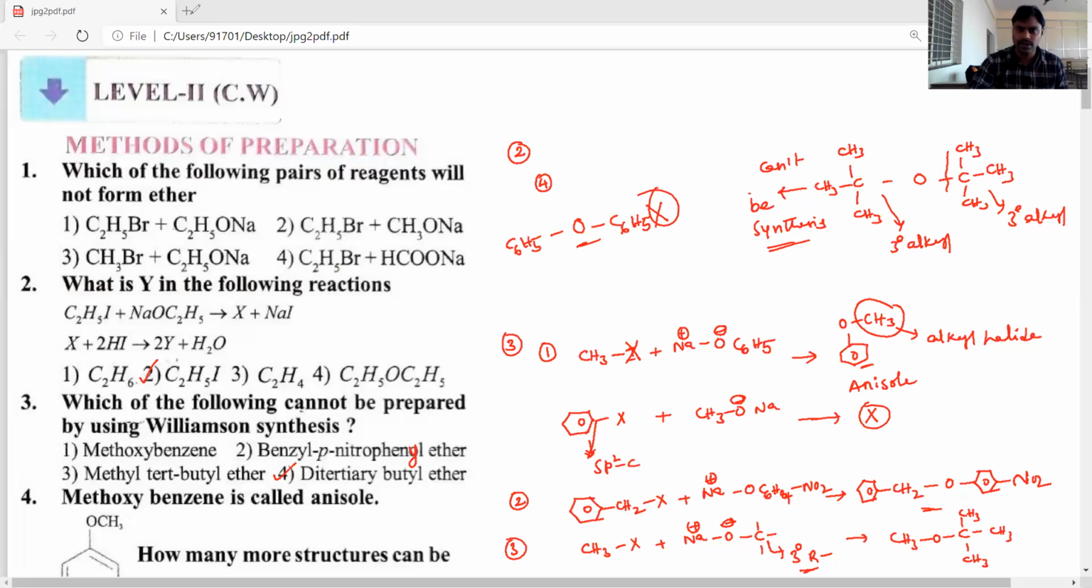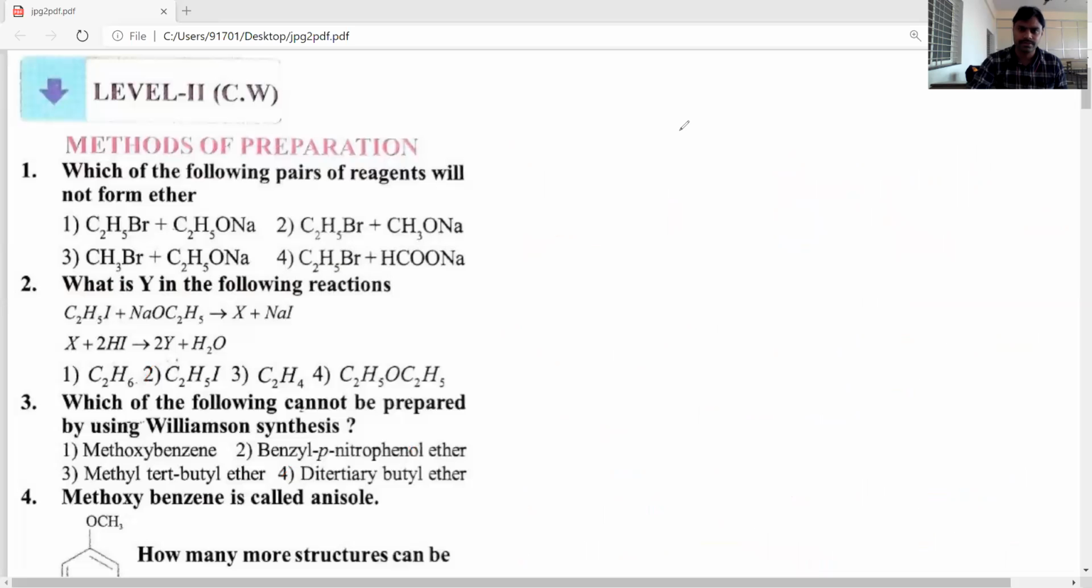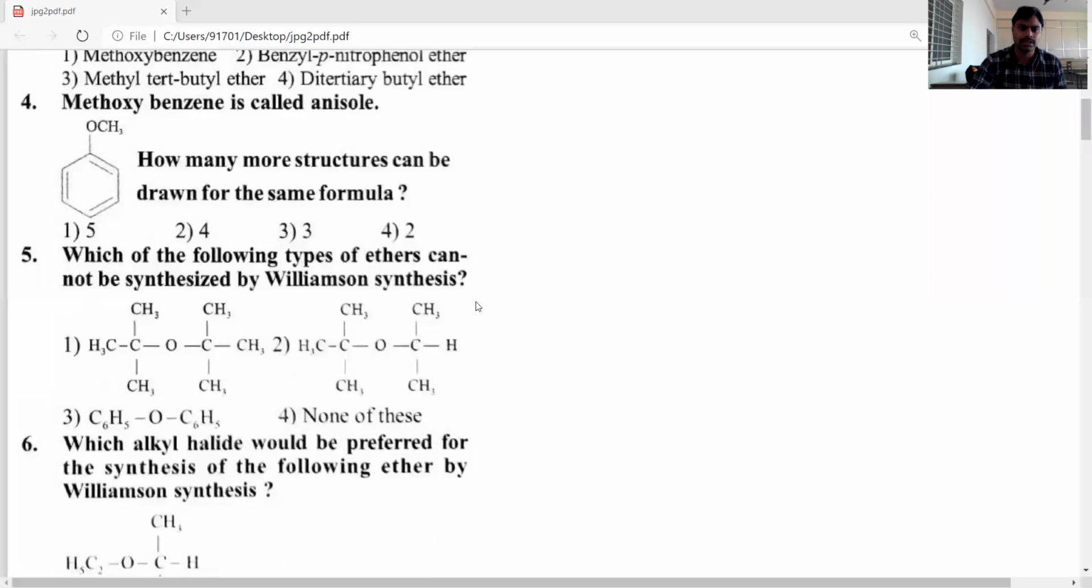Okay, students, let's go for the next question. The fourth question is very, very important. Now, anisole. For the fourth one, anisole is present. How many more structures can be drawn for the same molecular formula? OCH3, anisole. This anisole is an aromatic ether. Ethers and alcohols are functional group isomers.